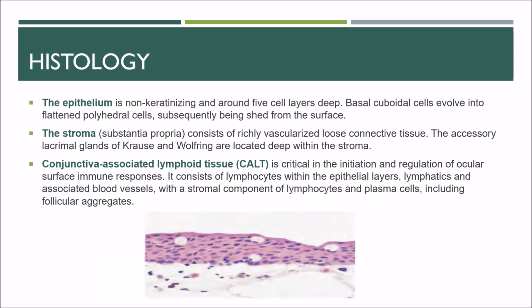Next, we will be discussing histology. First of all, epithelium, which is non-keratinizing and around 5 cell layers deep. Basal cuboidal cells evolve into flattened polyhedral cells, subsequently being shed from the surface. Mucus-secreting goblet cells are located within the epithelium, being most dense intranasally and in the cornices. The histological picture is shown here in the figure.